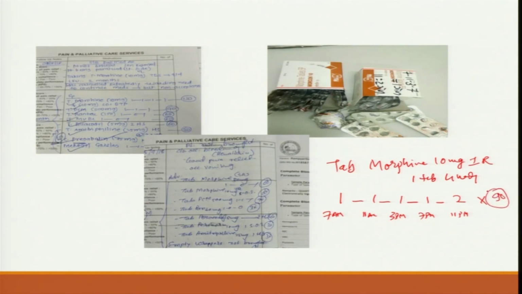This is the complete prescription, and with this you have to write tablet bisacodyl 5 milligram, 2 tablets at night. Suppose for 15 days, that means 30 tablets. This is the way we write the morphine prescription. So, the number of tablets has to be written, so the pharmacist also counts the tablets and gives them to the patient.